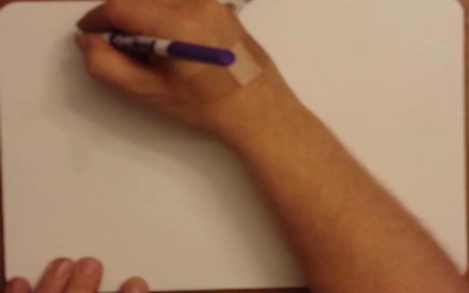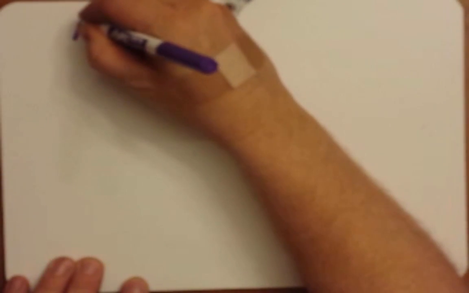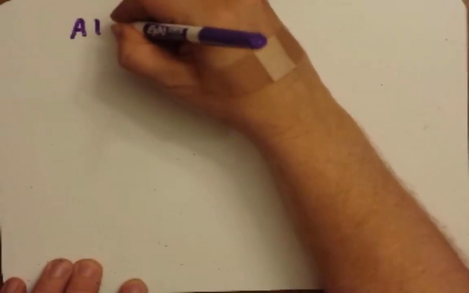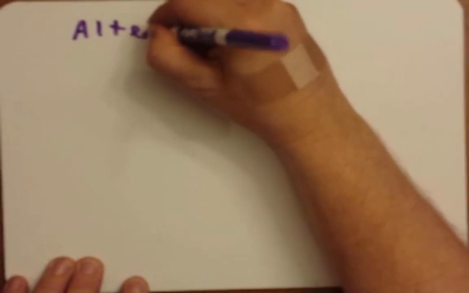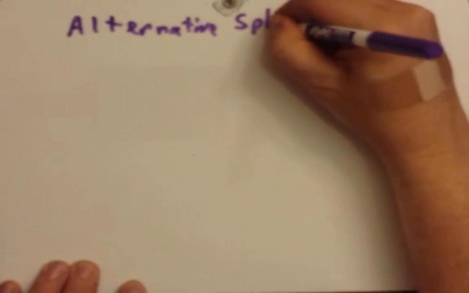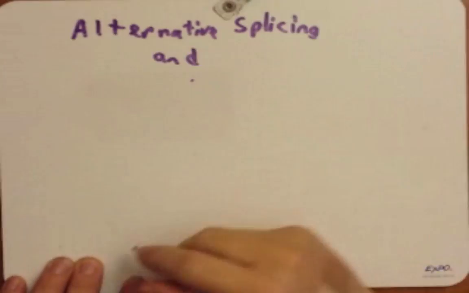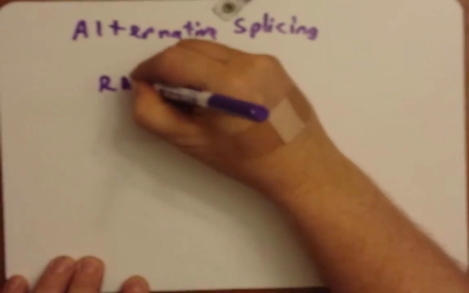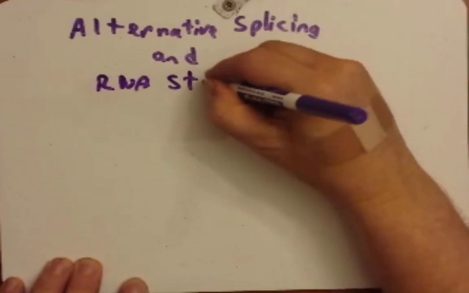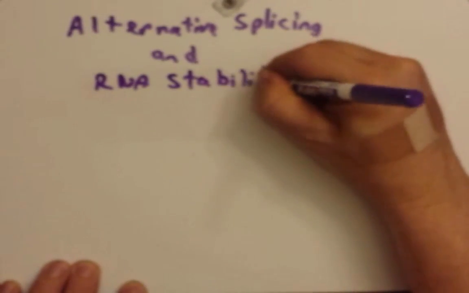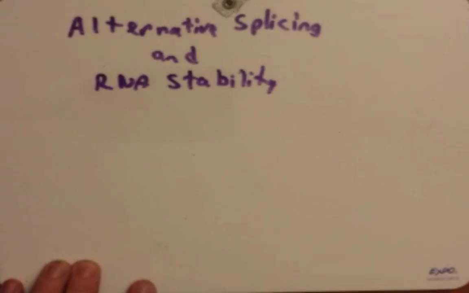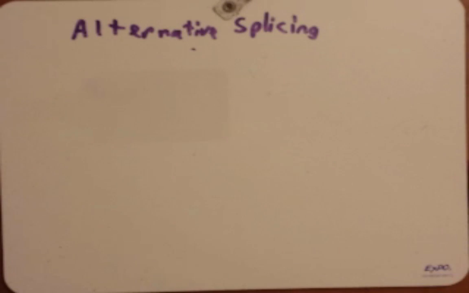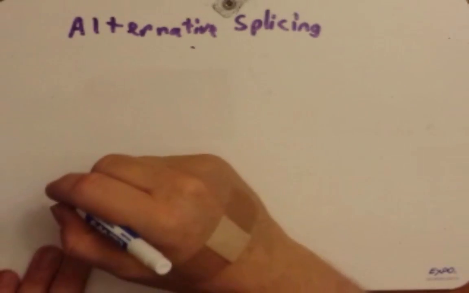Hello and welcome everyone. In this podcast we're going to talk about eukaryotic gene regulation as it relates to alternative splicing and RNA stability. But let's start off with alternative splicing. We have talked about this a little bit already, but let's fine-tune some of that discussion.